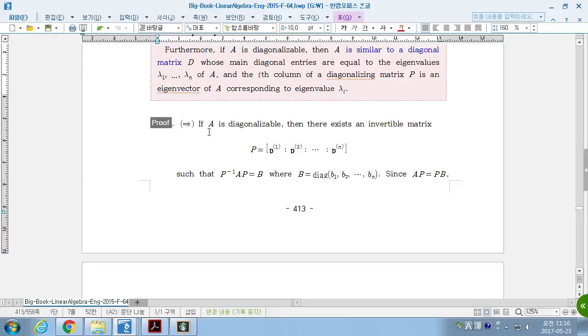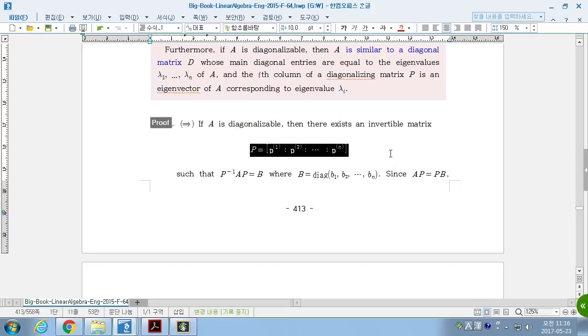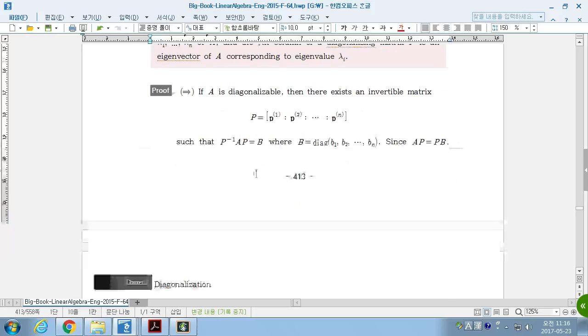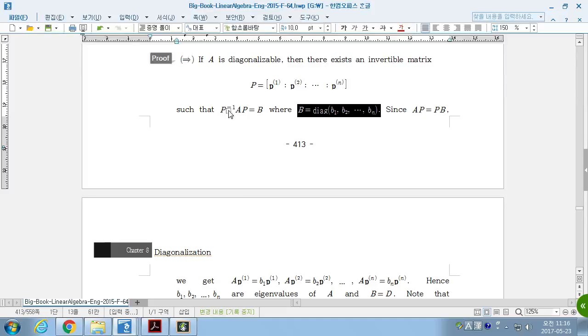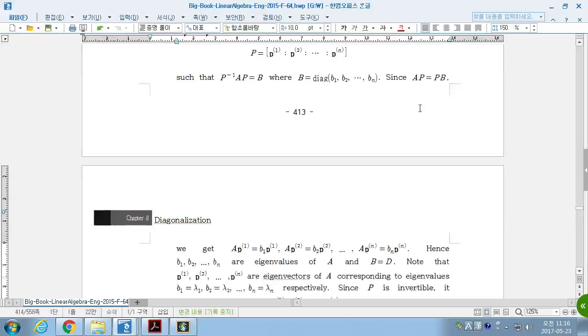Okay, sufficient condition. If A is diagonalizable, then there exists an invertible matrix P, whose columns are P_i, such that P inverse AP is B and B is a diagonal matrix. From here, we have AP is equal to PB. So the first column of AP should be the same as the first column of PB, which is this. And the second column of AP should be the same as the second column of PB. And the last column of AP should be the same as the last column of PB. So we have this relationship.